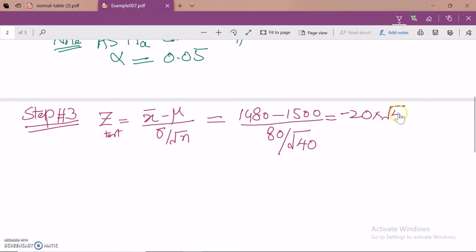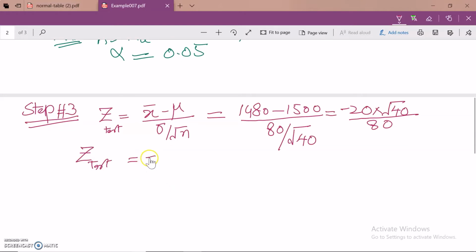This is the square root of 40, to make our life a little easier, divided by 80. I have done simple fraction manipulation, right? Keep it, change it, and flip it. That's what I have done. Now I'm going to plug these values into the calculator, and the value of the test statistic is minus 1.58, rounded to 2 decimal places. So this is the value of the test statistic.